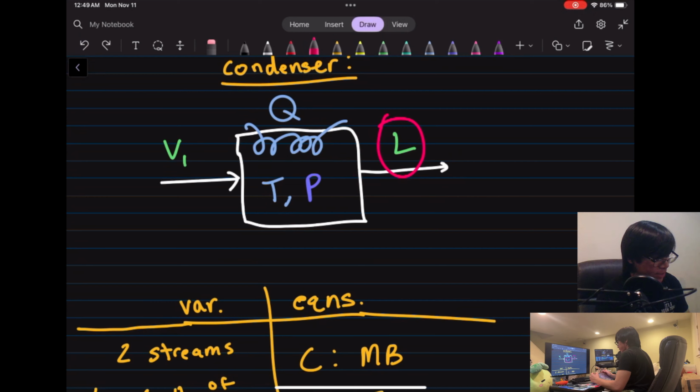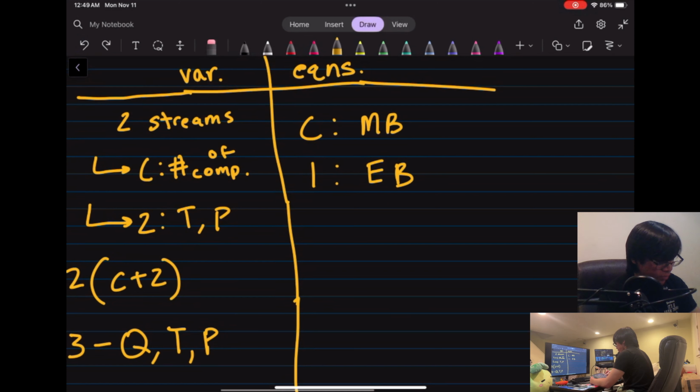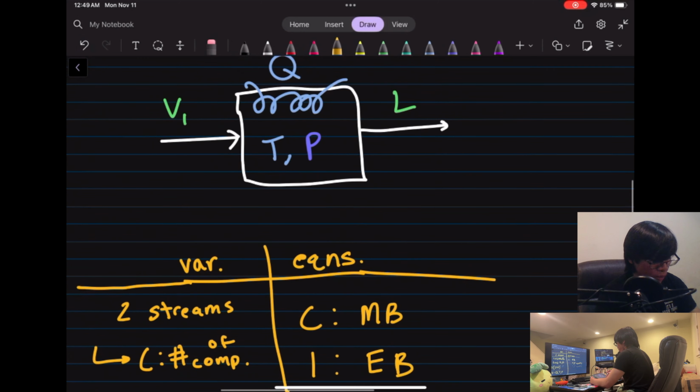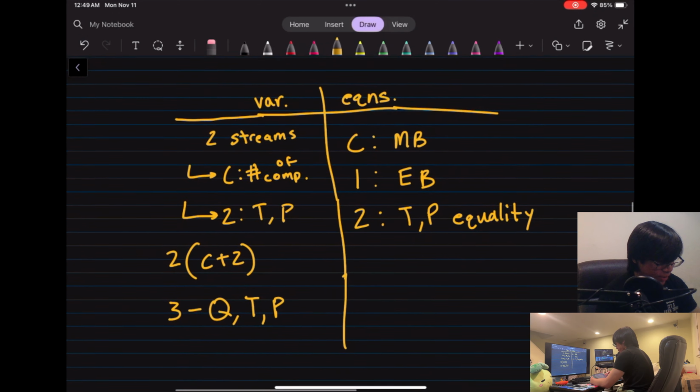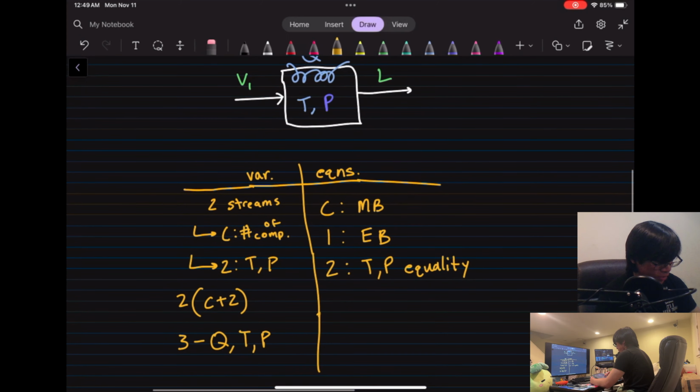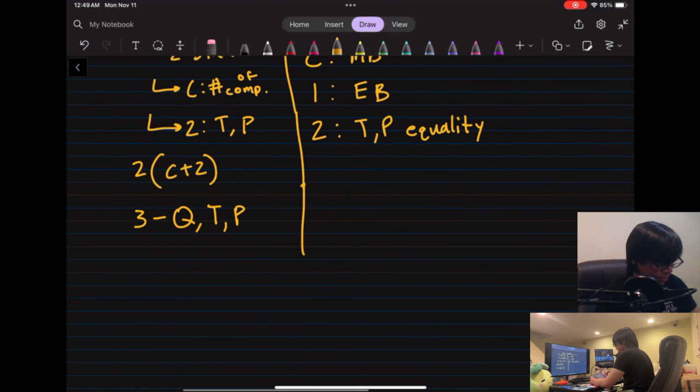So with that being the case, we only have one outlet stream. So we can call this a temperature pressure equality. So that's 1 and 2, temperature and pressure, and we have one outlet stream, so that'll be 2. So I think that's it. I don't think we're missing anything else. Honestly, the condenser is one of the simpler parts of this.